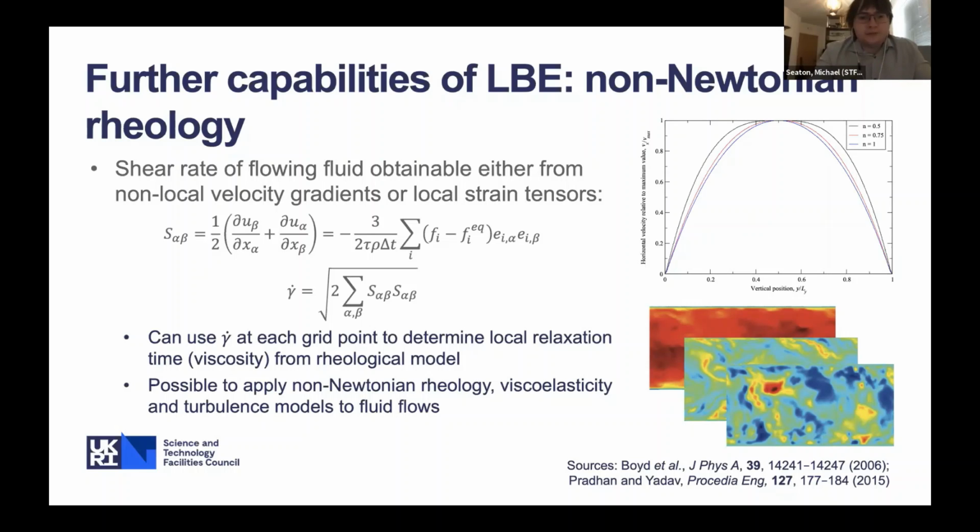And once we've got our shear rate, we can use that to work out what the relaxation time should be at each grid point, and we can then model things like non-Newtonian fluids, like power law fluids, shown with the velocity profile shown in the top right here. We can also look at viscoelastic systems, and we can even look at various turbulence models as well. So we can actually apply turbulence to a fluid flow, such as the one shown here on the bottom right.